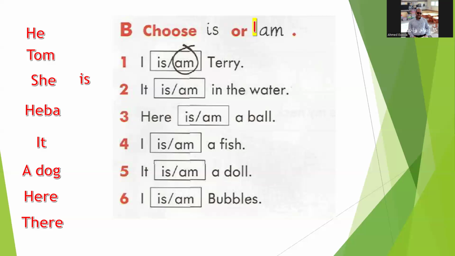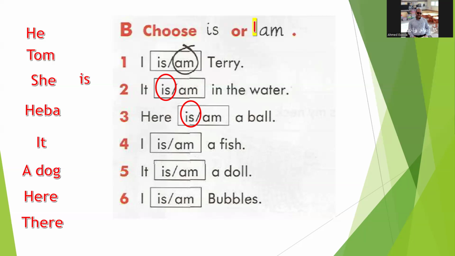So we have two verbs here, am and is. It's actually one verb, the verb to be. In the example, number 1, I takes am or is? I am, yes. Number 2, it, yes, it is. It is in the water. Could you help me with number 3, please? Here, yes, this expression goes with is. Here is a ball.